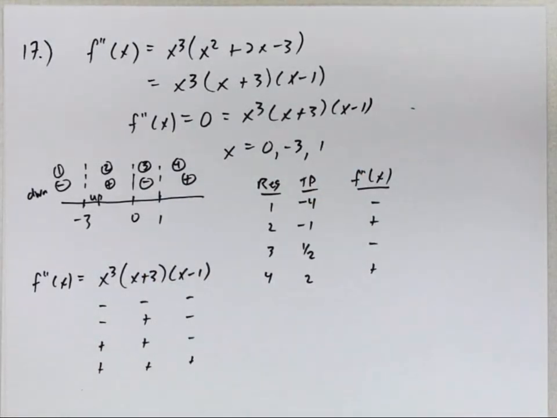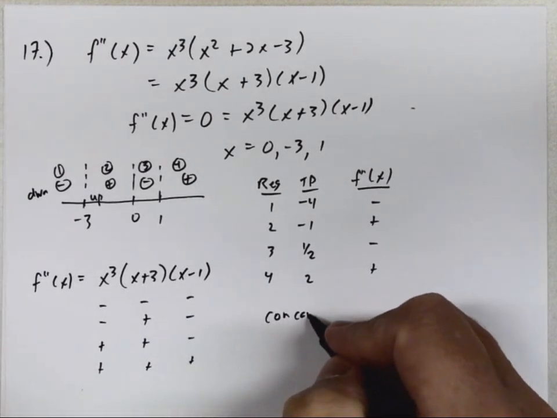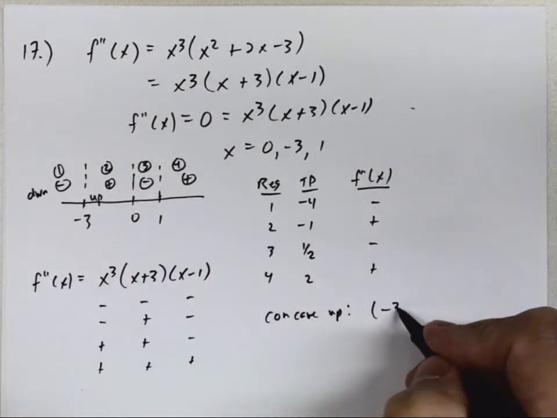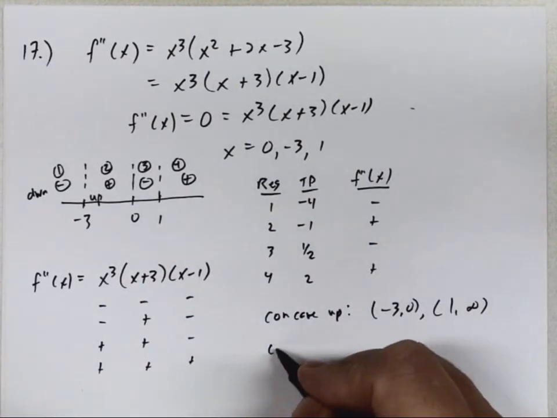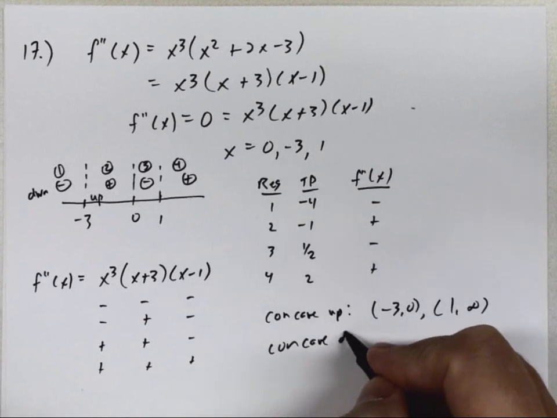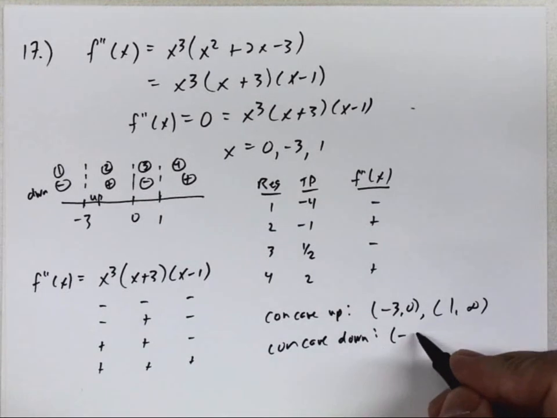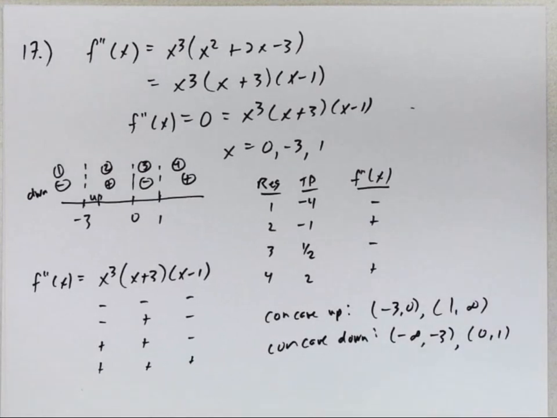So it looks like I have 2 concave down regions and 2 concave up regions. So concave up is going to be from -3 to 0 and from 1 to infinity. Concave down, -infinity to -3, and then 0 to 1.